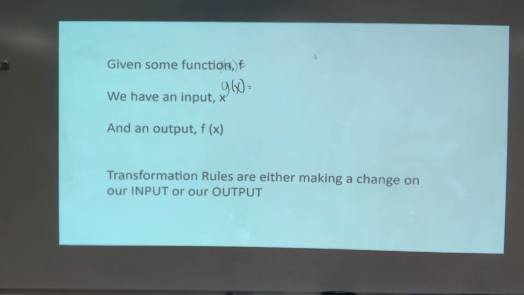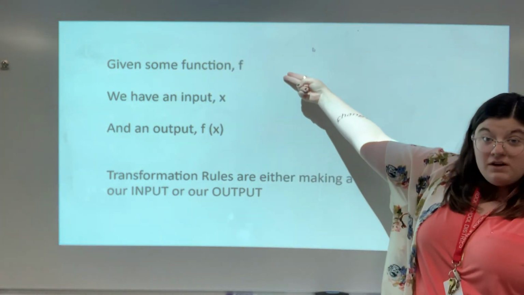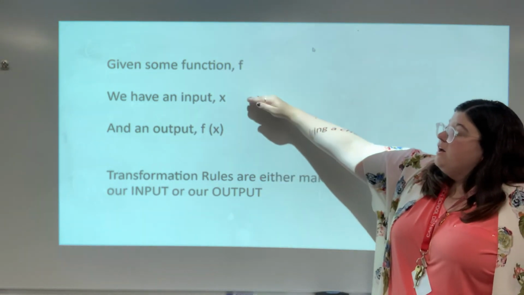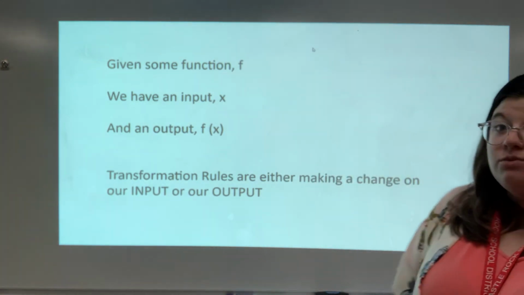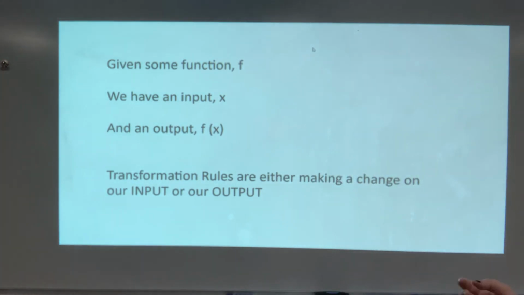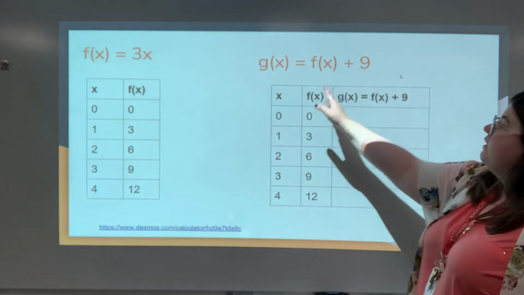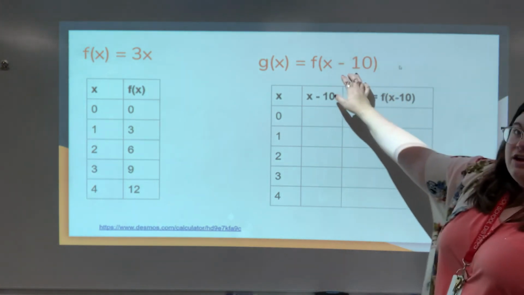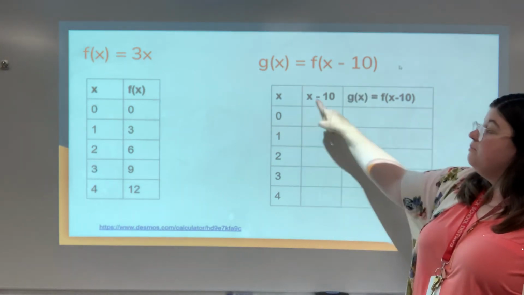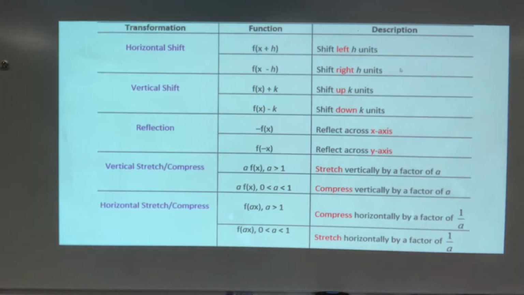Otherwise, oh, this is just another thing. Again, review, you were given a function f. When we've got an input x and we have an output f of x. Again, we've talked about these ones before. Transformation rules are either making a change on our input or our output. And again, we saw that originally. Here was a change on our output because we applied the function first and then added 9. Or here was a change on our input. First we had to change whatever the x input was, and then we applied the function, all right? So again, just kind of getting used to that notation.